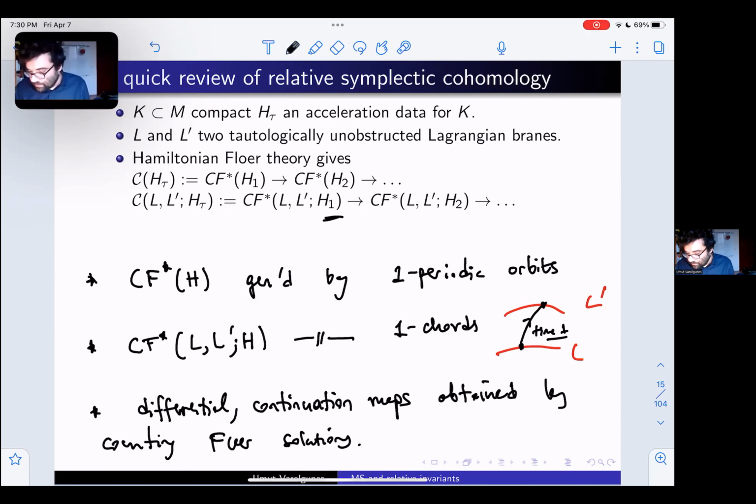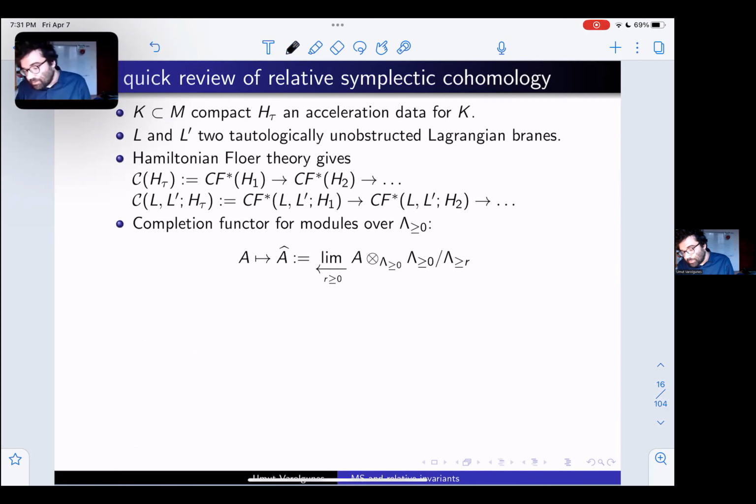In that case, you want to fix a time. And if you want them to be time dependent, then you want them to be defined on the interval 0, 1, and then you're going to look at time one chords. Okay, and again, the differential is defined by counting Floer solutions. And I also have these natural maps between these two chain complexes. These are chain maps. And again, I count Floer solutions.